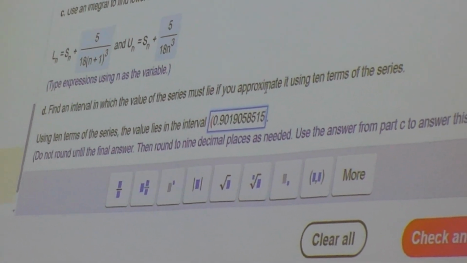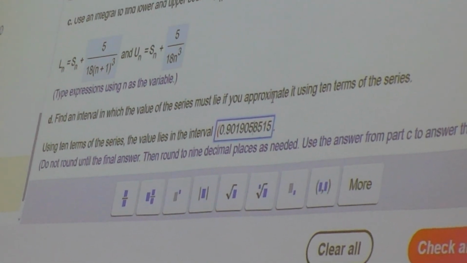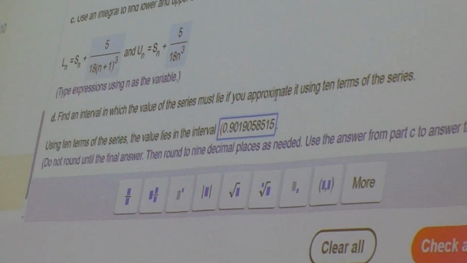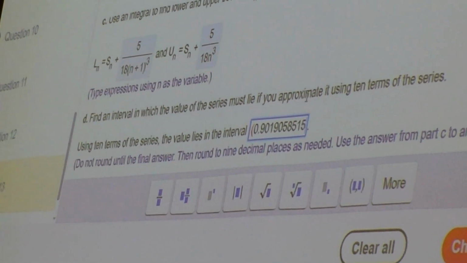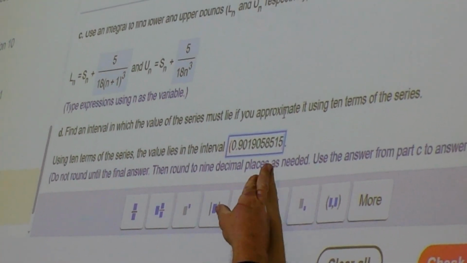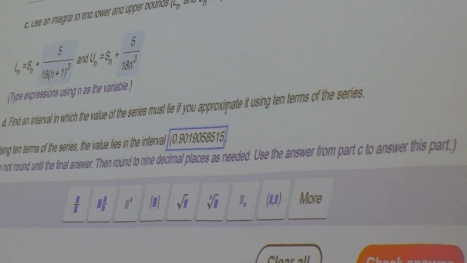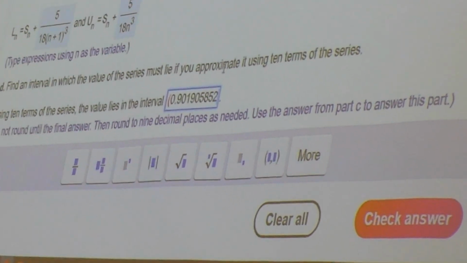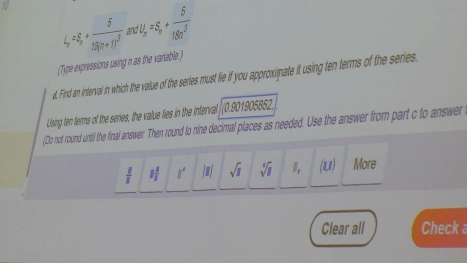Now we needed to round to 9 decimal places, so if I count these, 1, 2, 3, 4, 5, 6, 7, 8, 9, 10, I gotta take 1 off. So the 5 on the end has to come off, but that 5 rounds the 1 to a 2. So we gotta take off the 5 and make the 1 a 2, comma. Now we have to get the upper bound, okay?